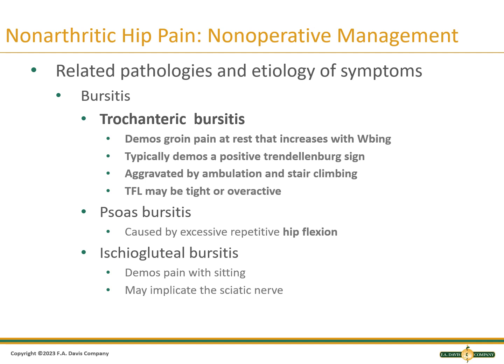And our ischiogluteal bursitis, these patients demonstrate pain with sitting because we tend to bear weight on our ischial tuberosities, which is part of where this bursa overlies. And this also may implicate the sciatic nerve because it travels close to the ischiogluteal bursa, and so inflammation there can cause compression of the sciatic nerve, which can cause those symptoms traveling the distribution of the sciatic nerve.